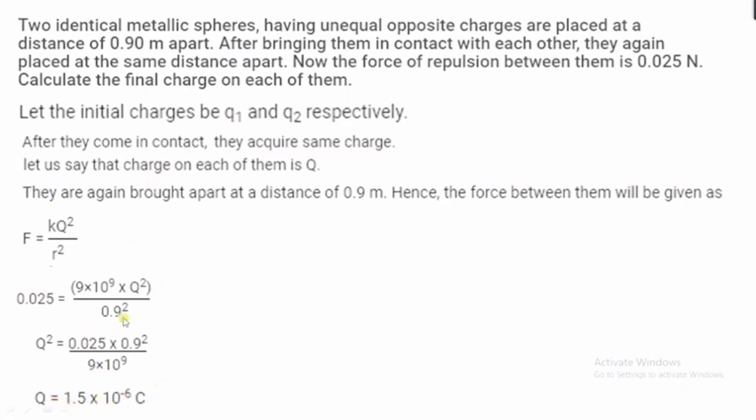To make the video short, I have skipped some of the calculation. I suggest you not to skip those calculations.